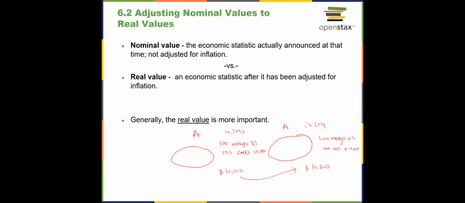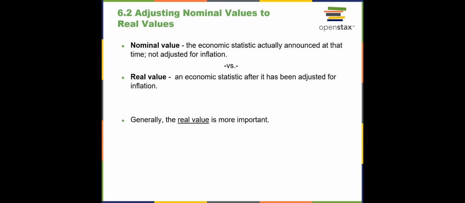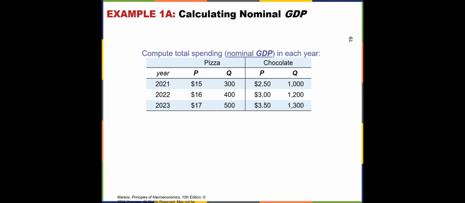So the difference between nominal and real values: nominal value is not adjusted for inflation, uses current prices. Real value is adjusted for inflation and uses constant prices. So let's see how we are going to use these concepts in calculating nominal GDP. Here you can see prices of pizza and chocolate over the years.